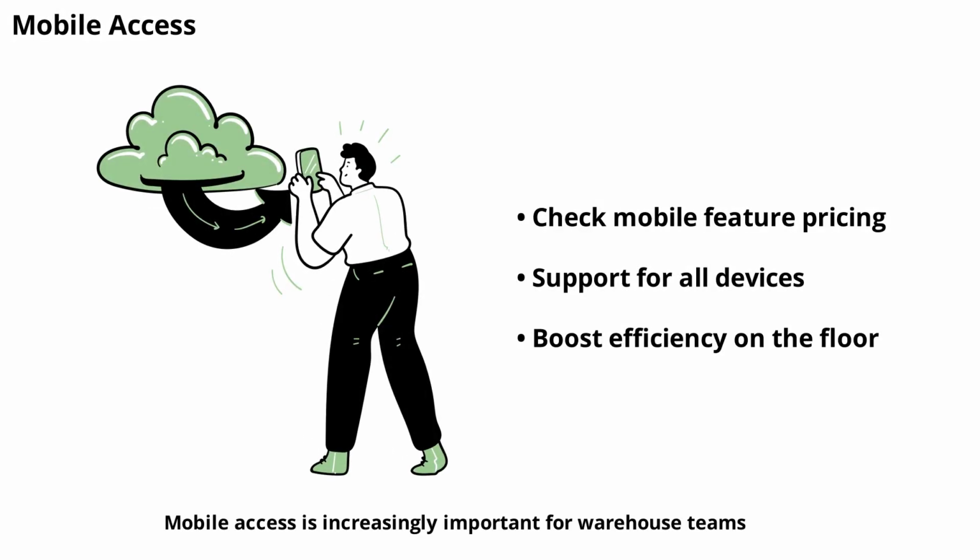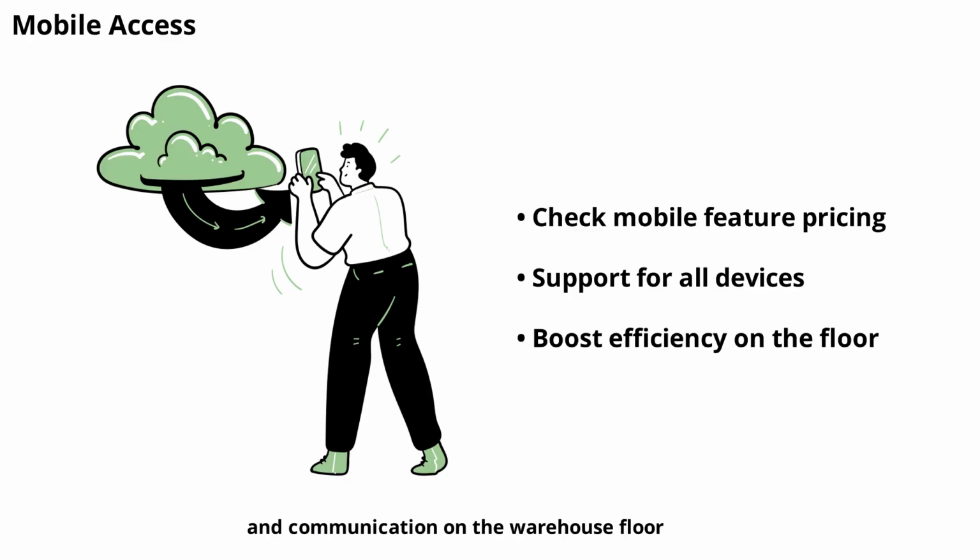Mobile access is increasingly important for warehouse teams. Some vendors may charge extra for mobile features, especially in usage-based models. Ensure your chosen pricing plan supports the devices and platforms your team uses. Seamless mobile access can improve efficiency and communication on the warehouse floor.